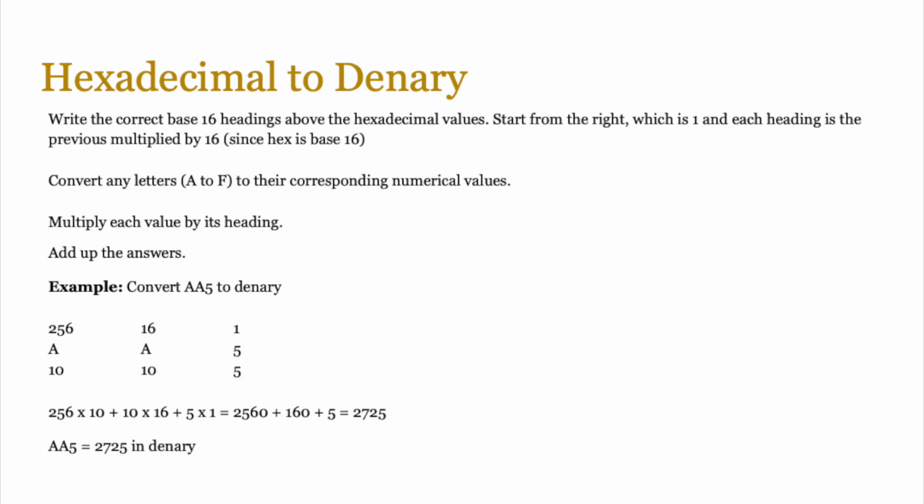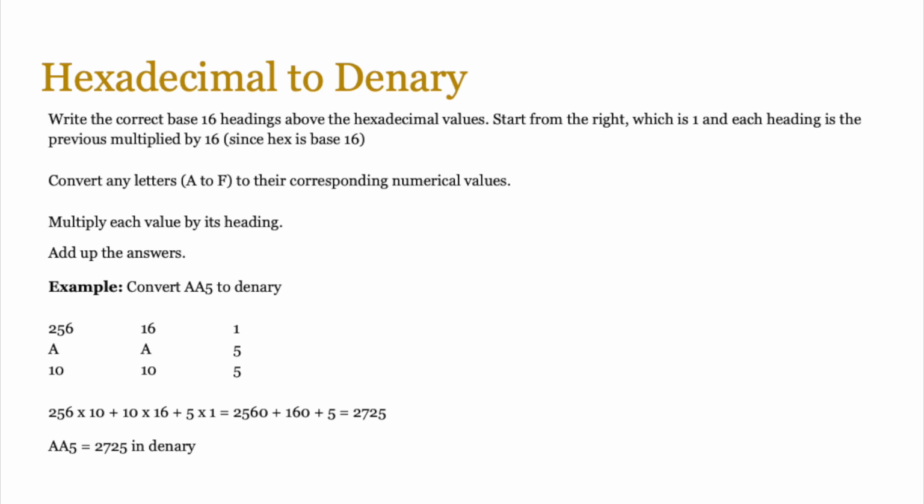To convert hexadecimal to denary numbers, we first write the correct base 16 headings above the hexadecimal values, and we start from the right, which is 1, and each new heading is the previous multiplied by 16, since hex is base 16. We convert any letters A to F to their numerical values, and we multiply each value by the heading. We then add up the answers.